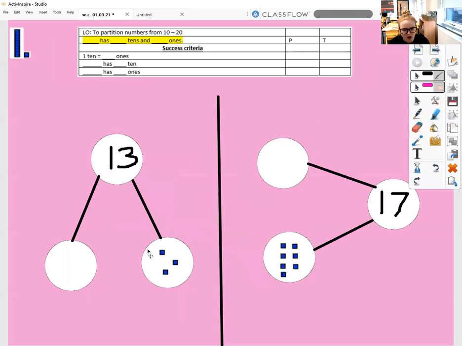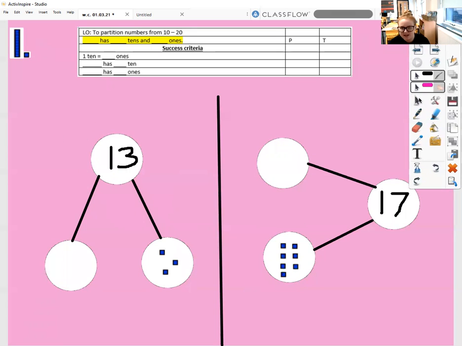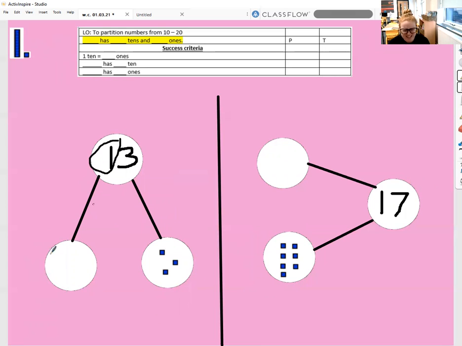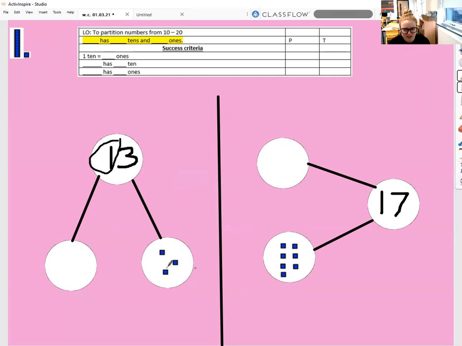Let's have a go at this one. So what is the whole? It is 13. How many tens does 13 have? It has 1 ten. Can I see any tens in my part whole model? No. So I need to draw my tens in here. So I know 13 has 1 ten. I can draw my 10 in the shape of a ten stick. So 1 ten, and how many ones? 3 ones. Can I see this? 1, 2, 3. Fantastic. So now my part whole model is completed.